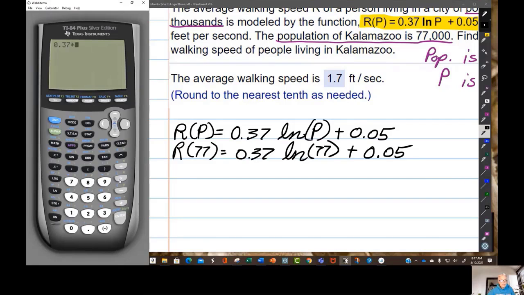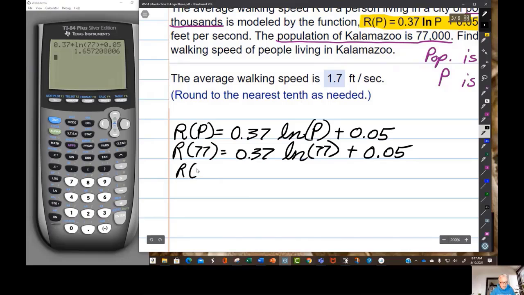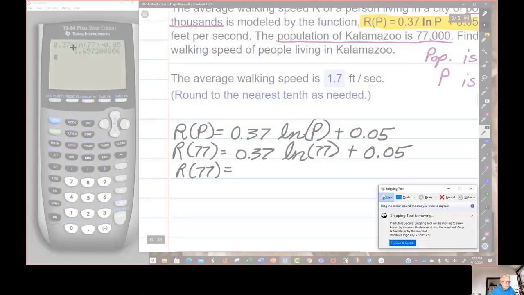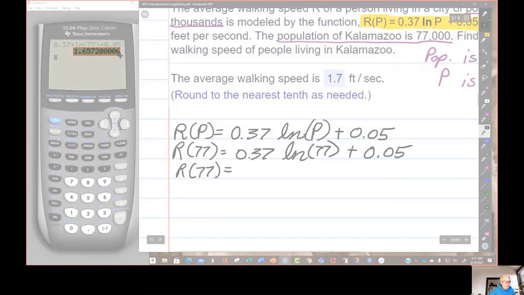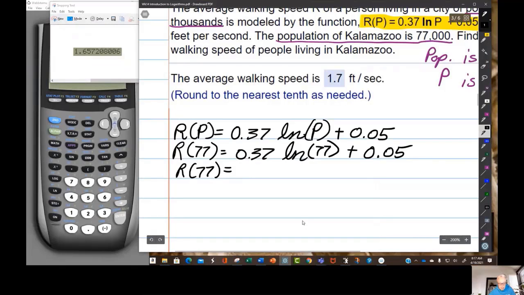0.37 times ln 77, close parentheses, plus 0.05, enter. And I get R of 77 equals, let's see, I can't get the whole thing because it's scrolled, but I can do that. So I'm going to do that.